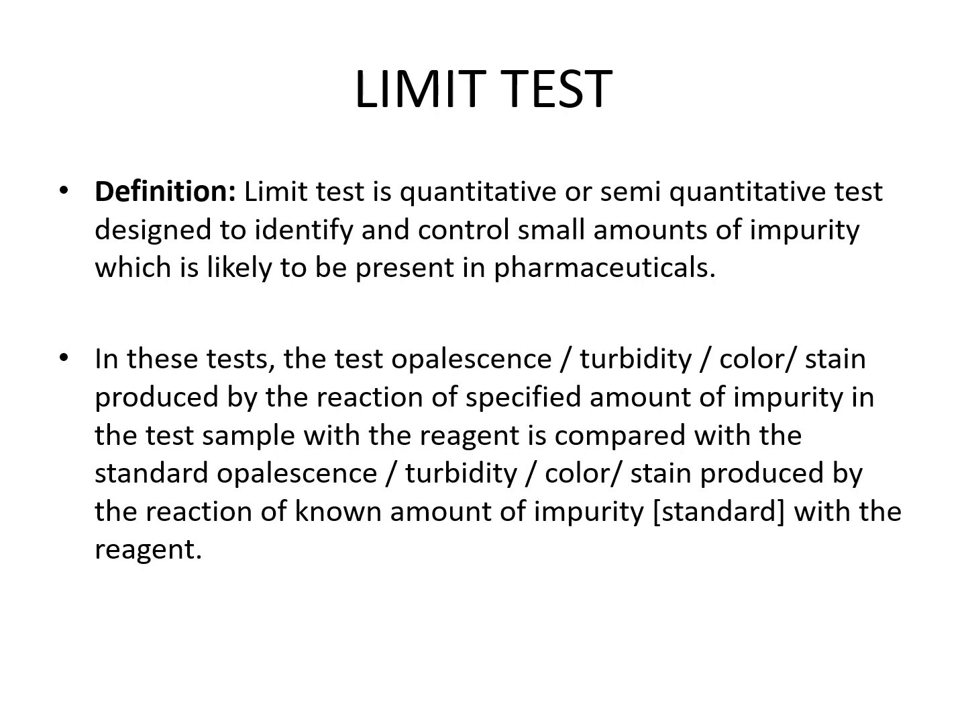So in this test, the opalescence, turbidity, color, stain produced by the reaction of a specified amount of impurity in the test sample with the reagent is compared with the standard opalescence, turbidity, color produced by the reaction of a known amount of impurity, that is the standard, with the reagent.